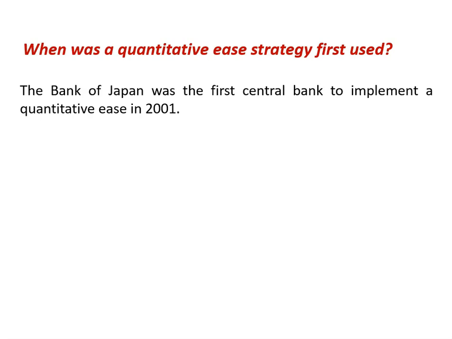When was a quantitative easing strategy first used? The Bank of Japan was the first central bank to implement quantitative easing in 2001.